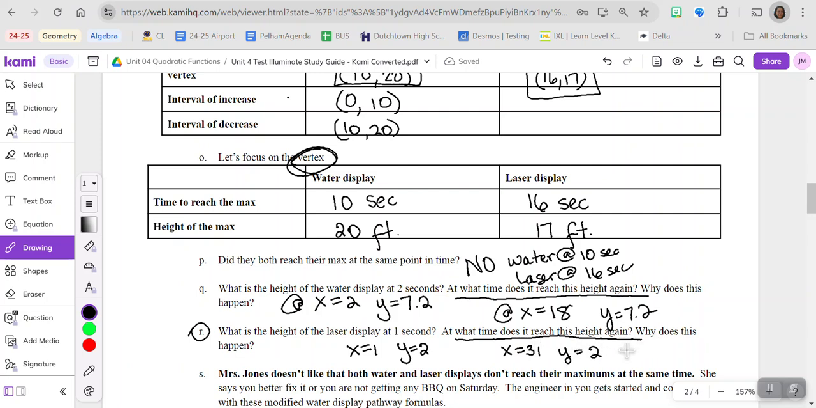Why does this happen? Because the laser light is set to go up and then to go down, kind of following the same pattern of the water. All right, so, whew. All right, we're going to continue in part 3, okay?